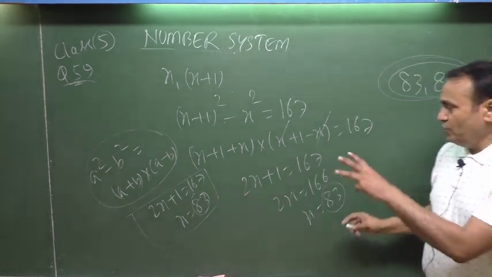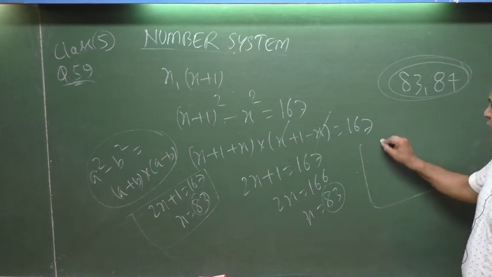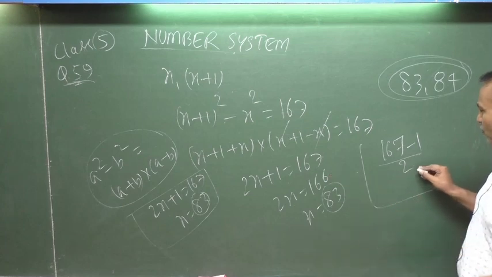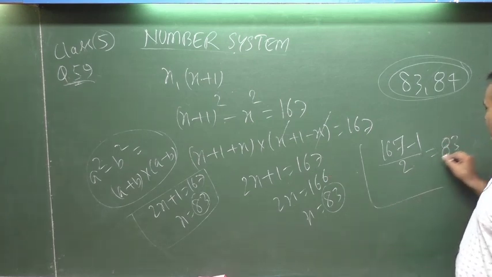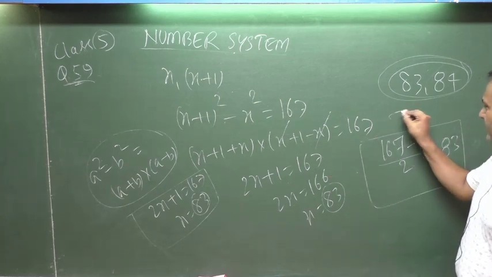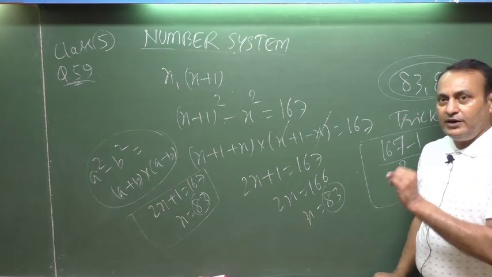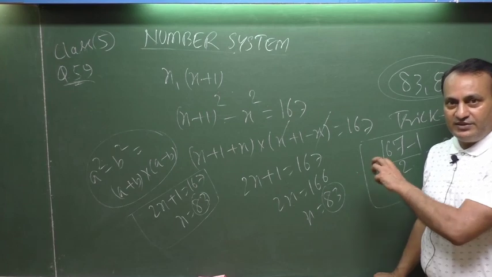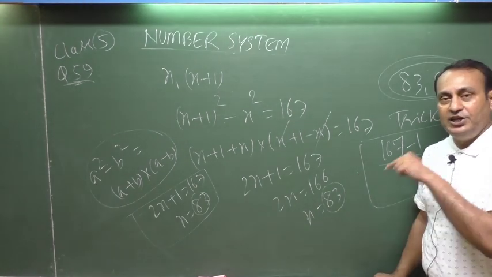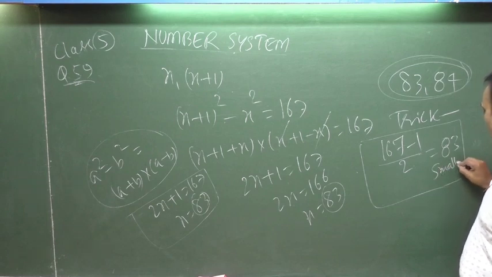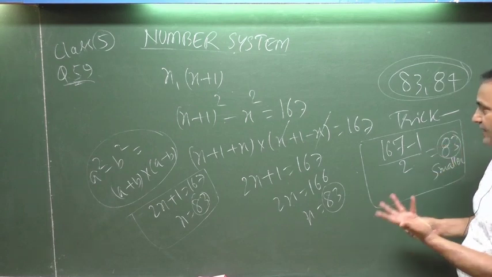In such a case, your final trick is here: 167 minus 1 divided by 2 will be your final answer. Be noted down. This is your final trick. Firstly, take 1 from 167, the given result, 167 minus 1, divided by 2. This will be your smaller number. 83 is the final answer.